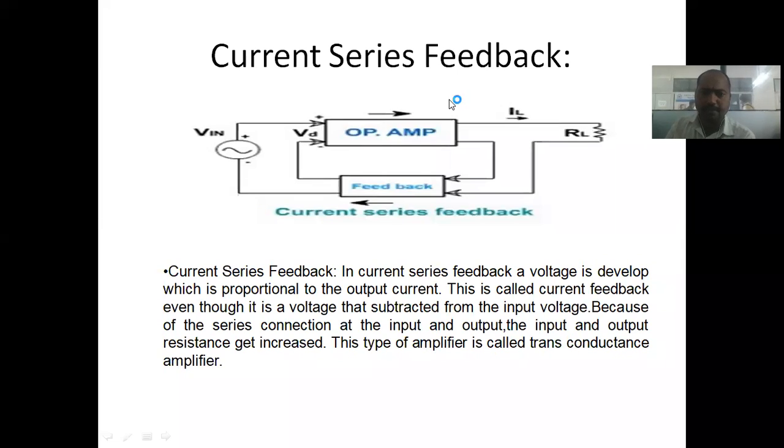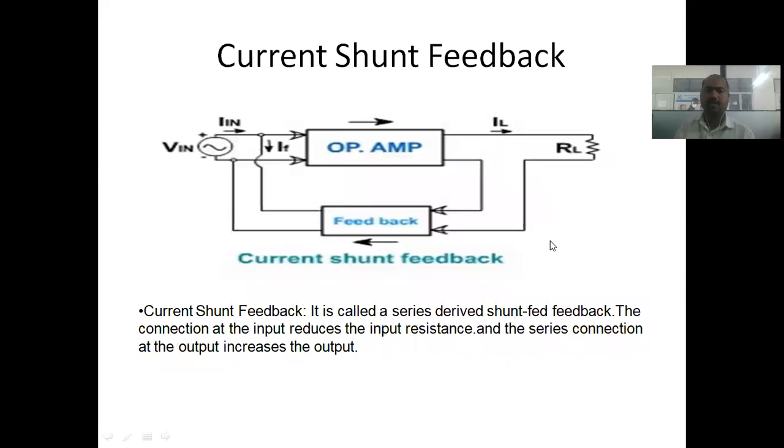Normally this type of amplifier is called a transconductance type of amplifier. Transconductance amplifier is nothing but the reverse of your resistance amplifier. Now see, we have seen the last type, the current shunt feedback. This is the last part of your revision.